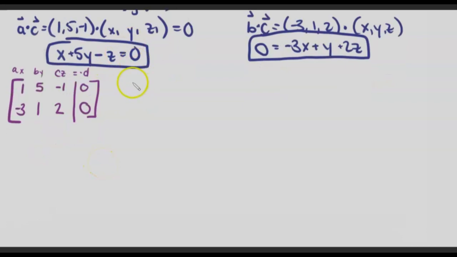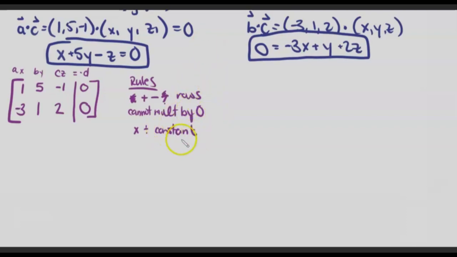So here are the rules of matrices. You can multiply, add, subtract, and divide rows. You cannot multiply by 0. Sorry, I'm going to correct this. We can add and subtract the rows. We can multiply or divide by a constant. And you can do more than one of these in the same line.